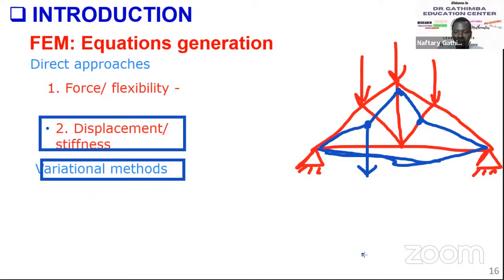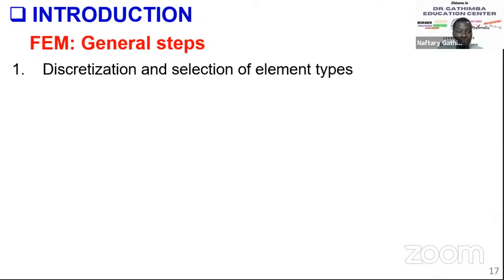Now, to sum up my work, I want to see the final step, the general steps that we follow in coming up with finite element equations using the direct stiffness method. One, you discretize and you select the element type.